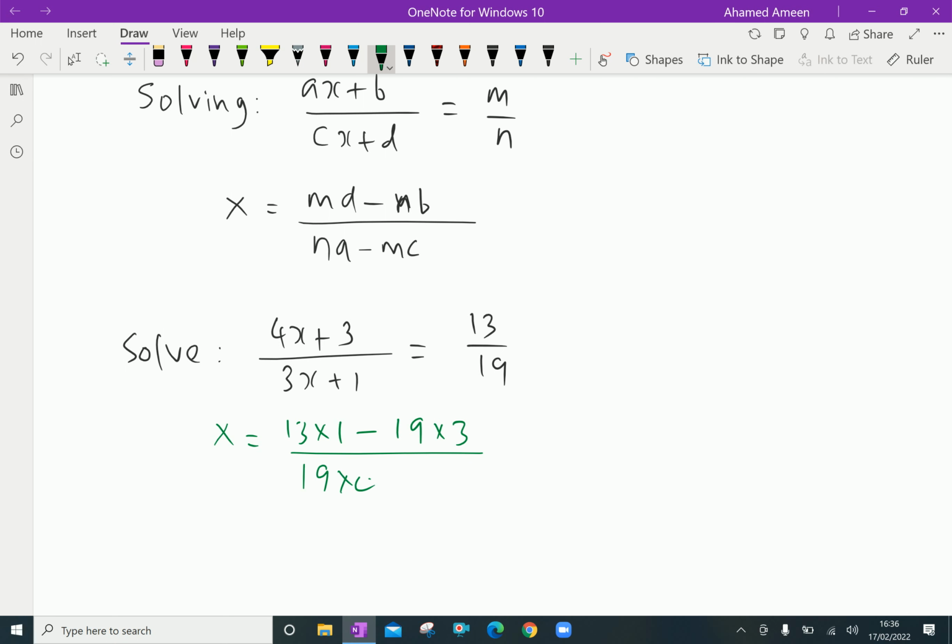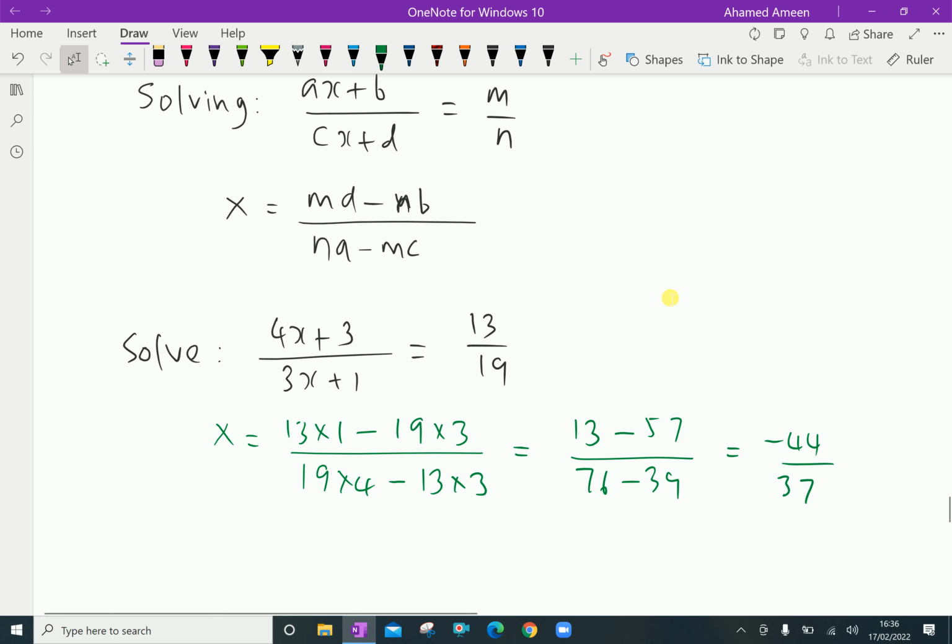19 into 4, minus MC, 13 into 3, which is equal to 13 times 1 is 13, minus 19 into 3 is 57, over 19 into 4 is 76, minus 3 into 13 is 39. The final answer equals minus 44 over 37.